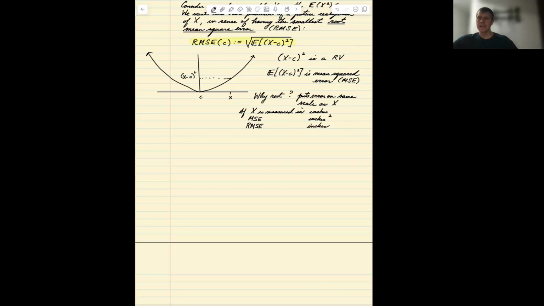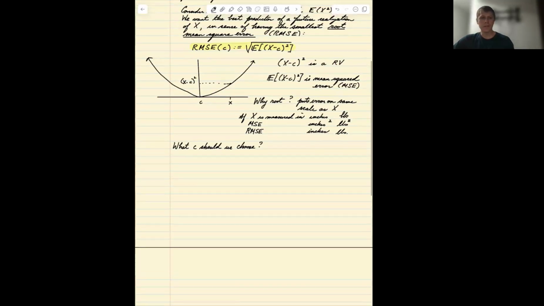So it's back on the same scale. And that's true of any measurement. If we wanted to do this in terms of pounds, this would be pounds squared, this would be pounds, etc. Okay, so the question then for prediction is, what c should we choose?